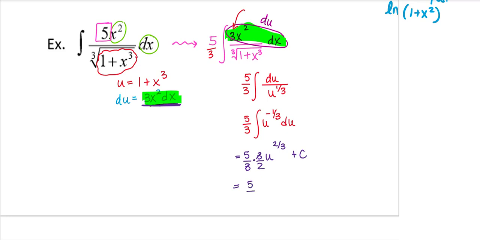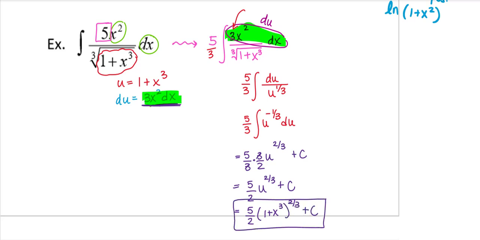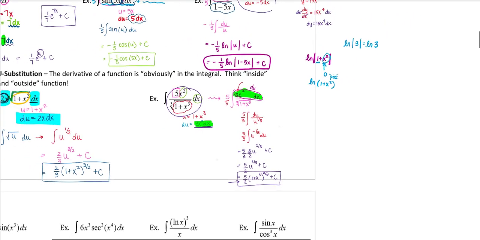And I should get 5/2 u to the 2/3, and so I'll put my u back in. My u was 1 plus x cubed. And again, I can check these because if I take the derivative of my answer, I should get that original integrand. Okay? All right.